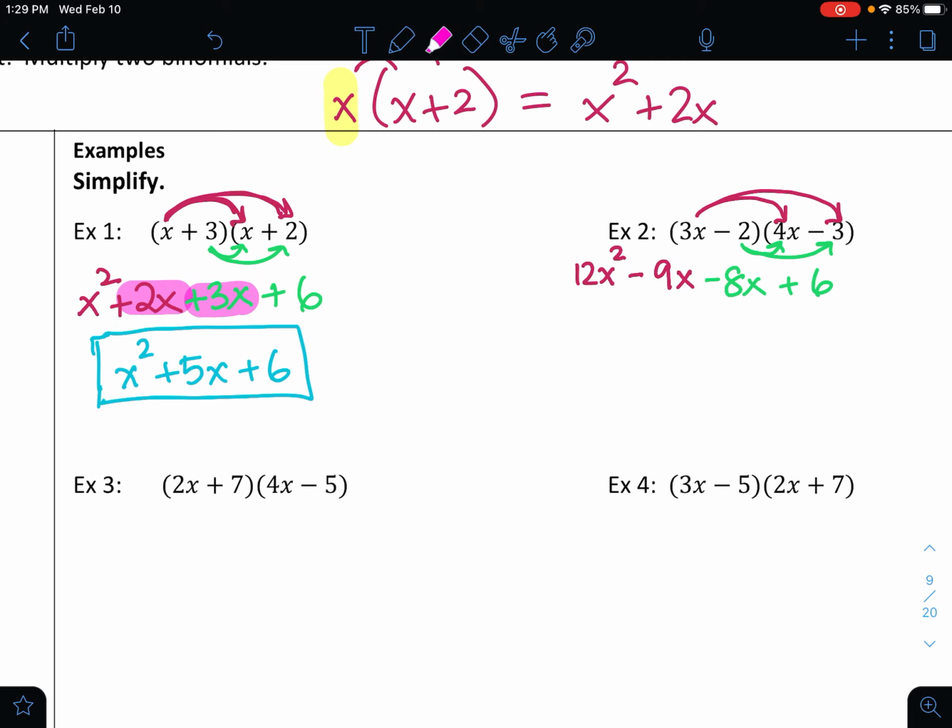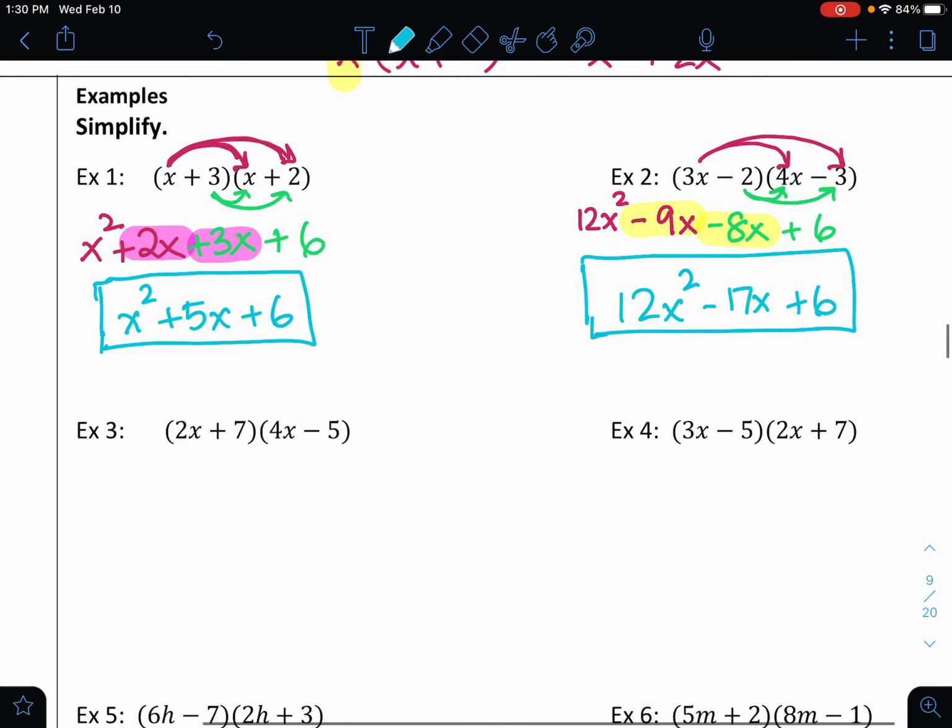And then when I look at my terms here, I've got two sets with x's in them. So I need to combine negative 9 minus 8. So I am going to be able to finalize my answer to be 12x squared. Negative 9 minus 8 is negative 17, so bring your x along, plus 6. And that's my simplified answer. I can't solve anything yet because I don't have an equal sign, first of all. Secondly, we are going to learn how to solve equations that have an x squared in them. We just haven't gotten there yet.